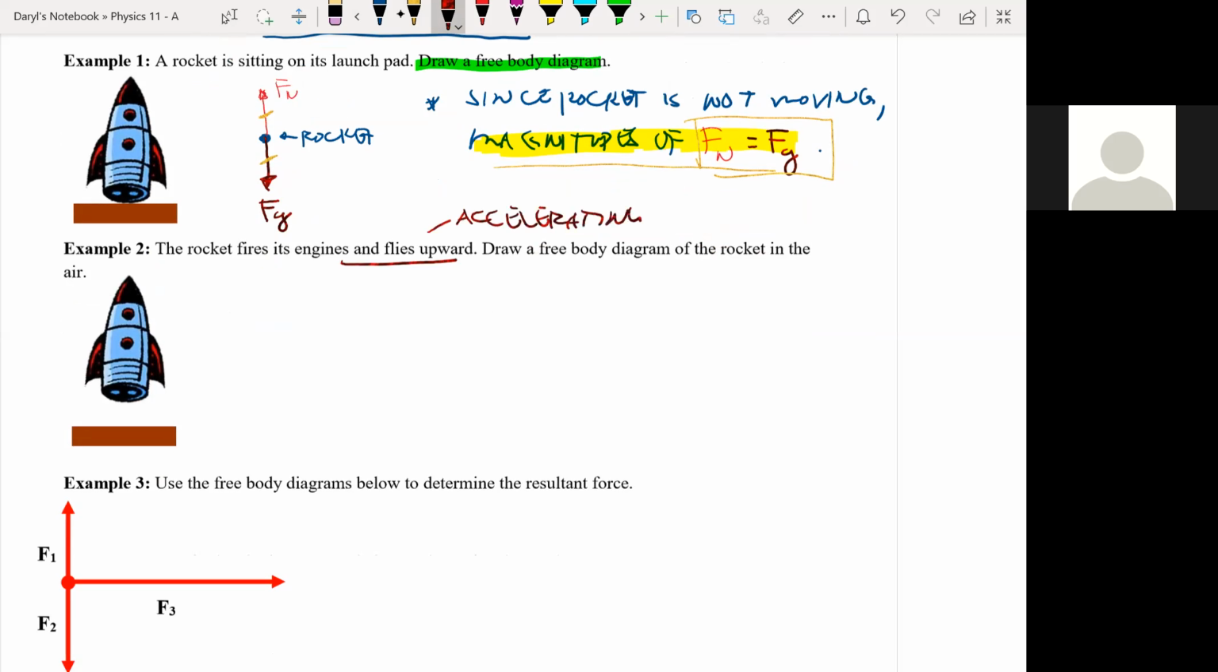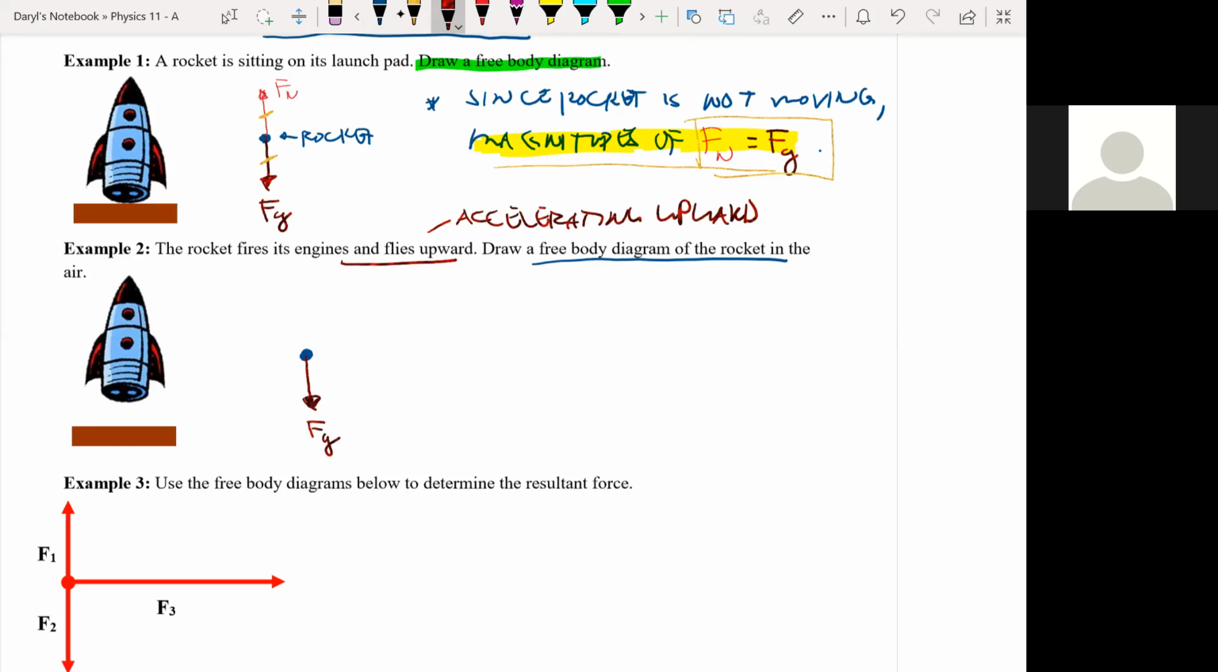Accelerating upward. So if I'm going to draw again my rocket, the free body diagram of the rocket, I'm going to represent the rocket again as just a dot. Even though it's flying now, it's still acted upon by Fg, or the force of gravity. There must be weight.